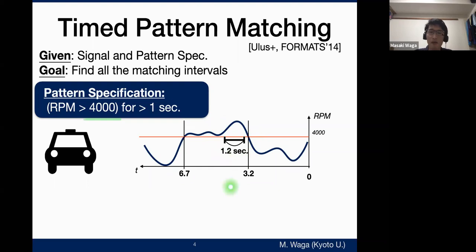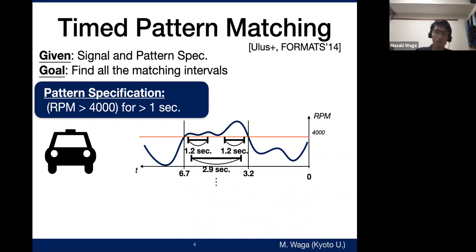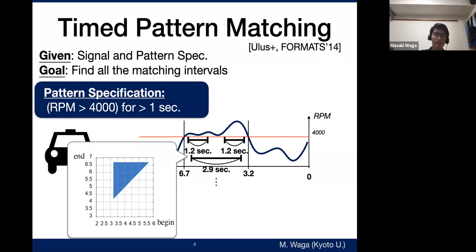This is one matching, but such a matching also happens for this interval, and this interval also matches the pattern specification. In such a way, there are in general infinitely, and actually continuously, many matching intervals. The result of timed pattern matching is to find all such matching intervals. This sounds tricky or even intractable, but it is known that the result can be represented by a finite union of convex polyhedra, especially a special class called zones. By using such a nice representation, we can effectively solve the timed pattern matching problem.